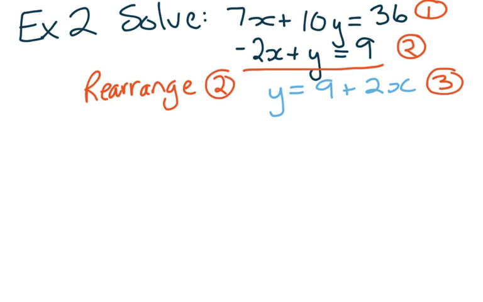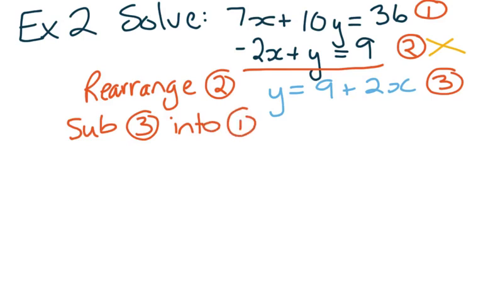From now, we actually ignore equation 2, because it's just in a new format, and that's equation 3. So now we've been told that y is the same as 9 plus 2x. So what that means is we can now substitute, we can sub 3 into 1. Anywhere we see the y value in equation 1, we'll put 9 plus 2x instead. So we'll have 7x plus 10 lots of (9 add 2x) equals 36.